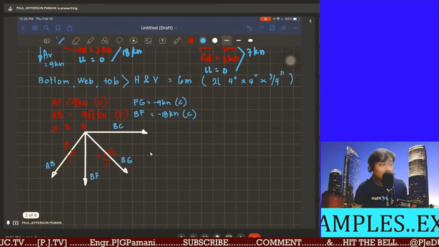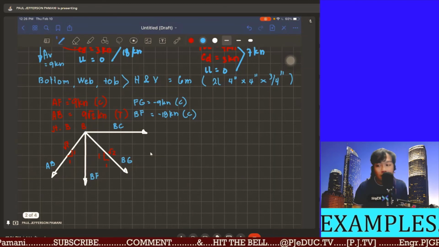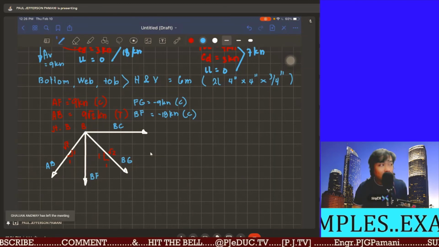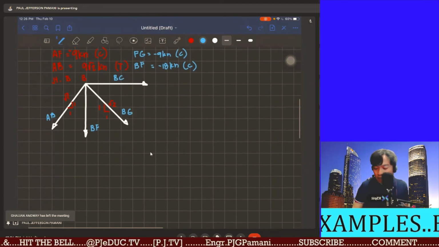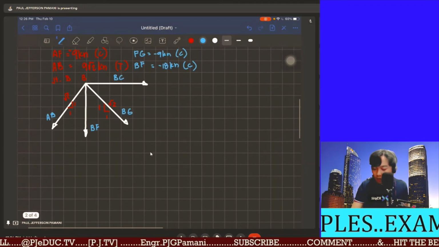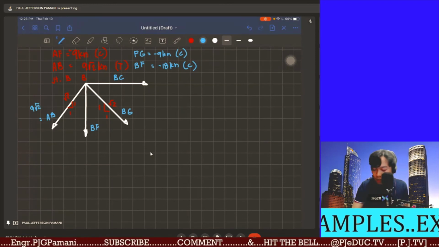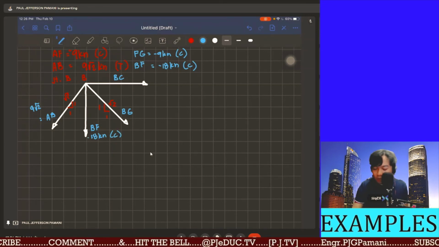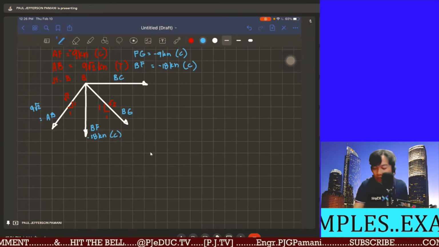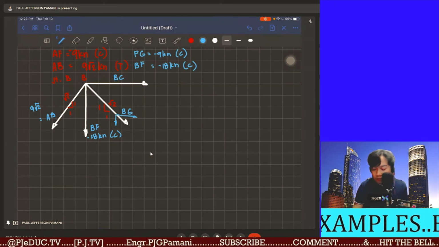Meron bang applied load sa joint B? Wala. So, walang applied load. Yan lang yan. Meron na tayong value ni AB na tension of 9 square root of 2 kilonewton. BF of 18 kilonewton which is in compression. So, adopt natin yung sign na negative. Unknown si BG. So, plot your horizontal vertical component.